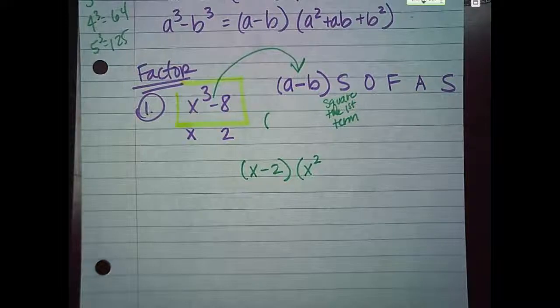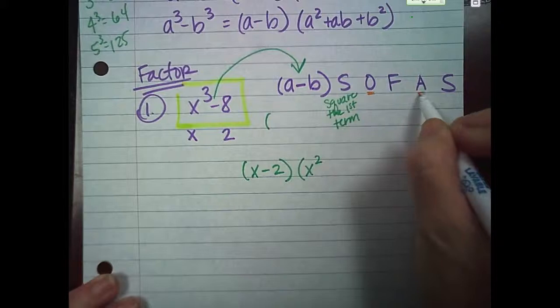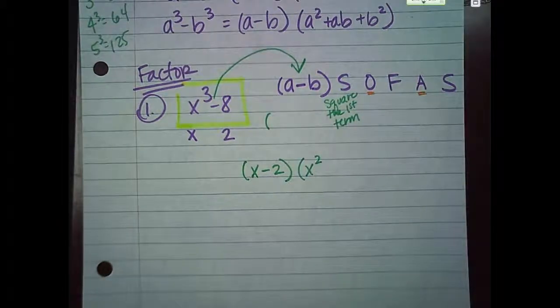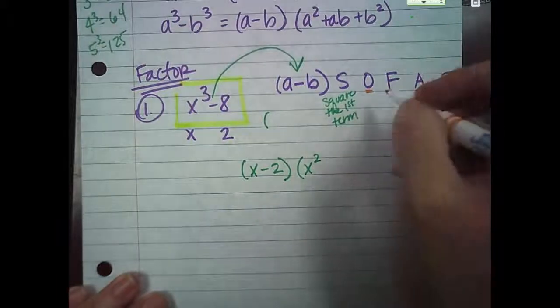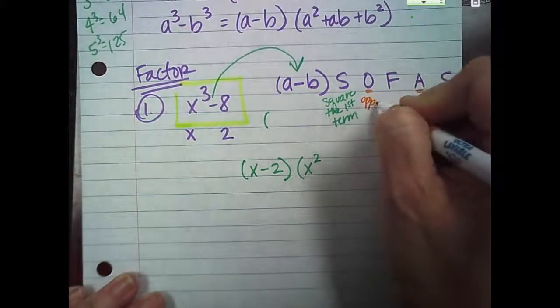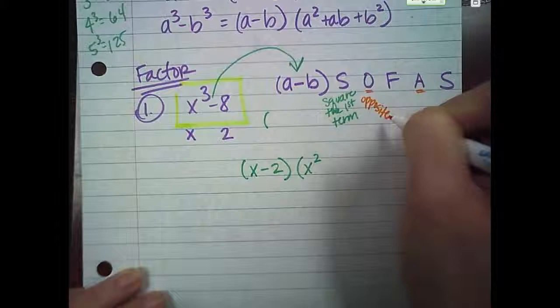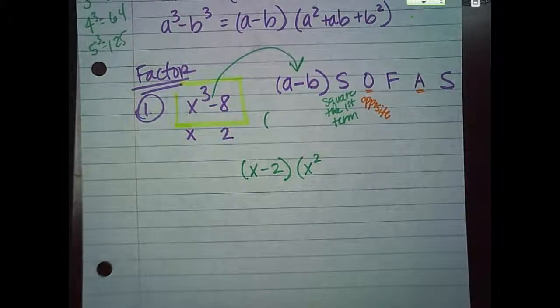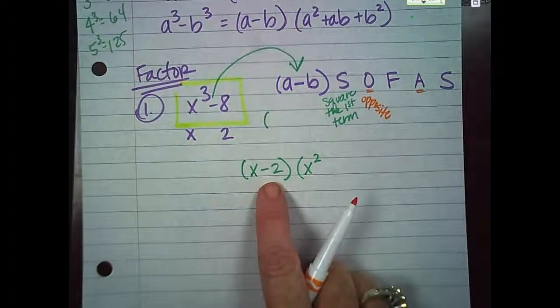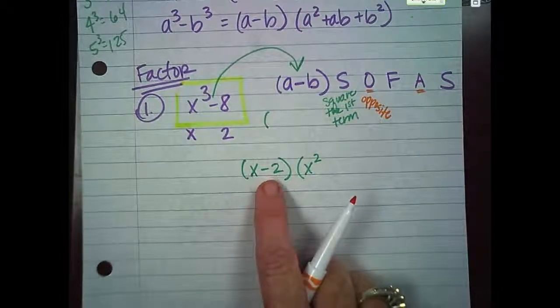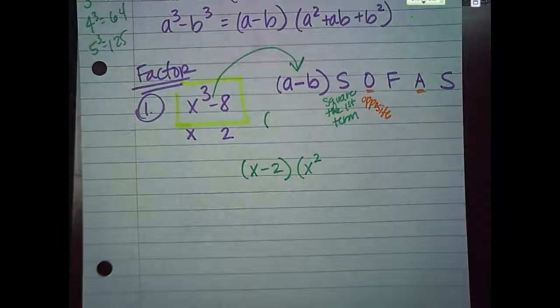Now you'll see that there's an O and an A. The O and the A are what determine the signs because they're all so different all the time. So the O stands for opposite. So that is the O, opposite. What I mean by opposite is, what was it? It was a minus, so now we're going to be a plus.